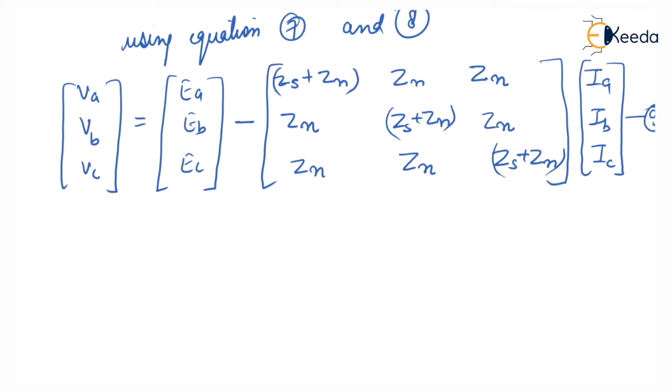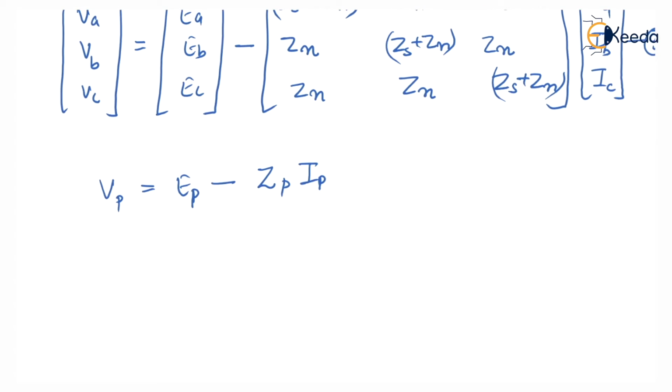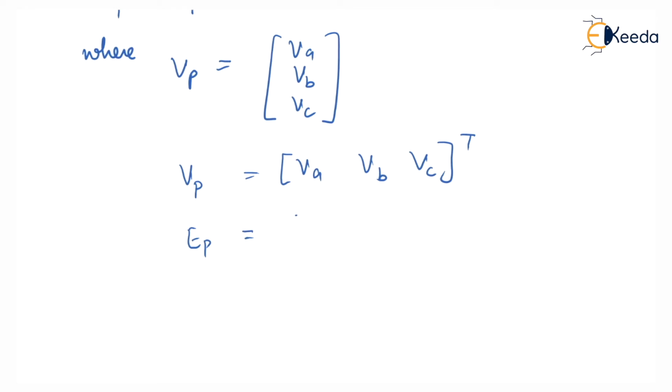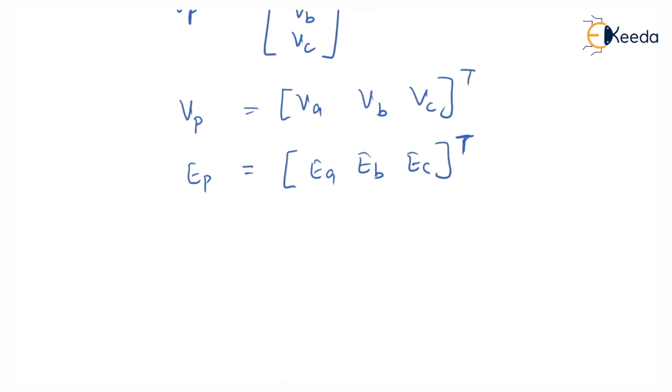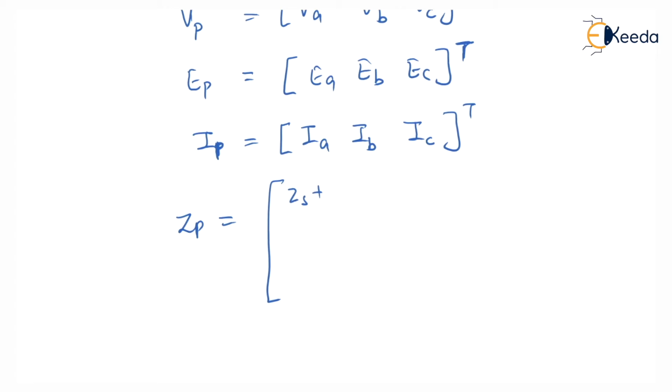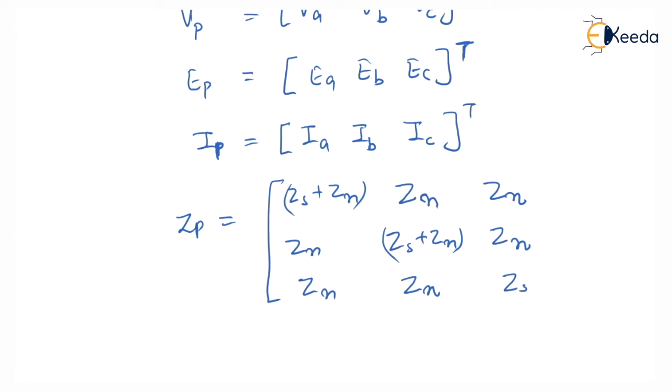Or in compact form, we can write this as Vp equals Ep minus Zp into Ip, where Vp is equal to [Va Vb Vc] transpose, Ep is equal to [Ea Eb Ec] transpose, Ip is equal to [Ia Ib Ic] transpose, and Zp is equal to [Zs plus Zn, Zn, Zn; Zn, Zs plus Zn, Zn; Zn, Zn, Zs plus Zn].